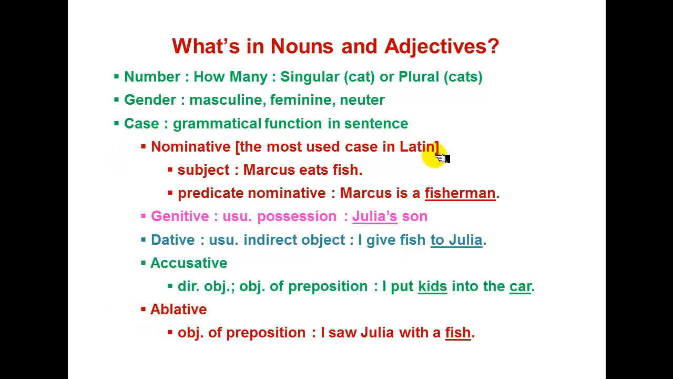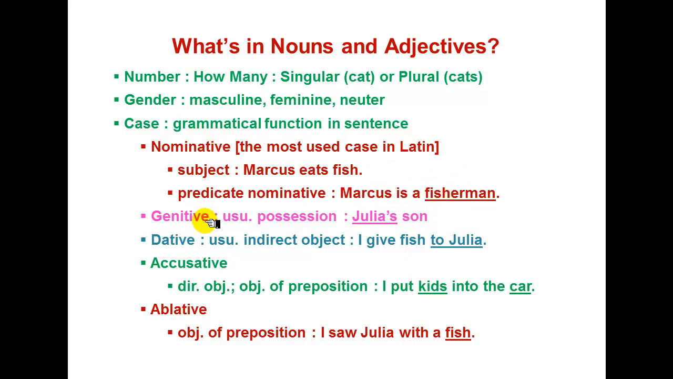The nominative case is the most frequently used case in Latin, and the nominative case is used for the subject of a verb. Marcus eats fish, so Marcus would be in the nominative case in Latin. The nominative case is also used for something called the predicate nominative. So if we have the sentence Marcus is a fisherman, Marcus would be nominative, but fisherman would also be in the nominative case because it renames the subject. It's basically Marcus is equal to a fisherman. Nominative is equal to nominative.